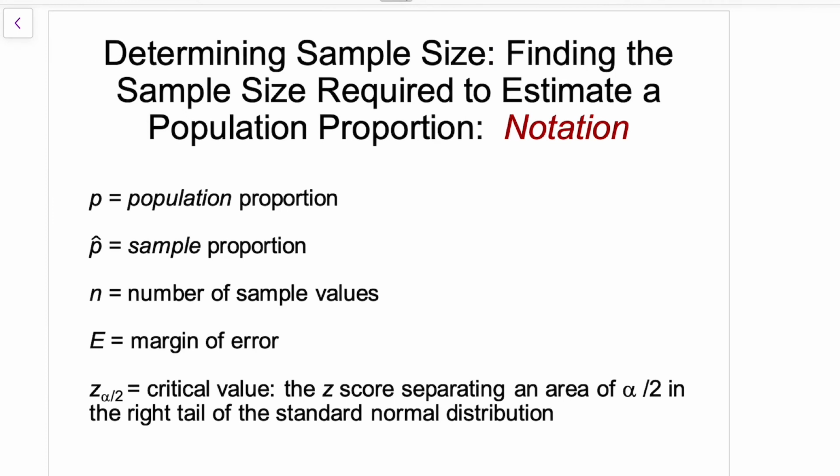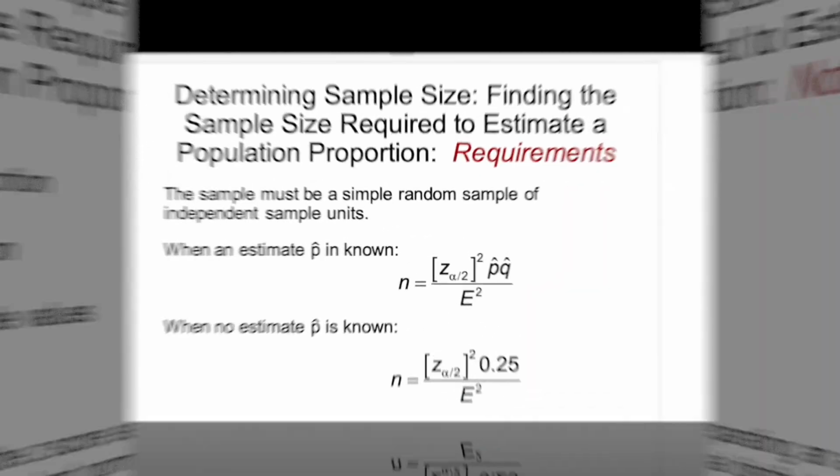Again, we have the same variables, the same notation, where p is going to be our population proportion, and p hat is going to be our sample proportion, with q hat. And in this case, this is what we're going to solve for: n, the number of sample values. We're going to be given E, a margin of error, and a critical value, z sub alpha over 2. So let's quickly look at the formula for this.